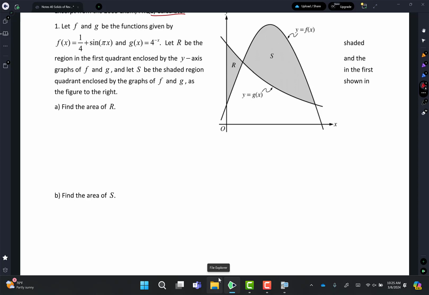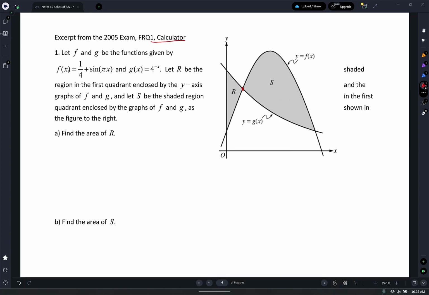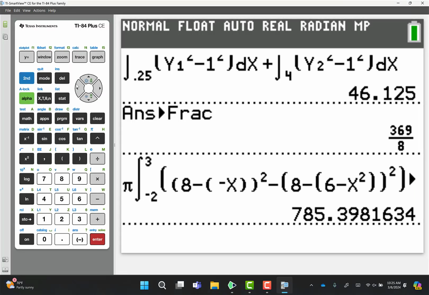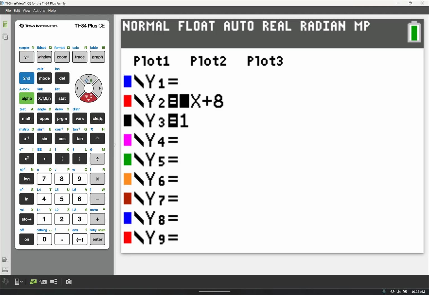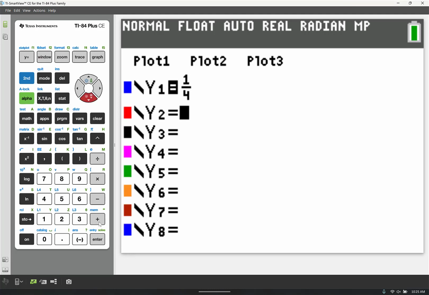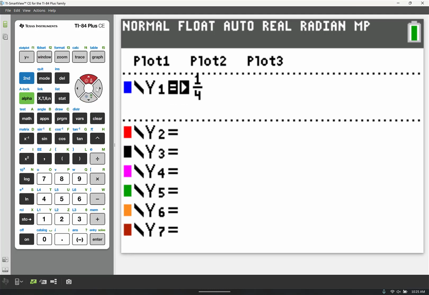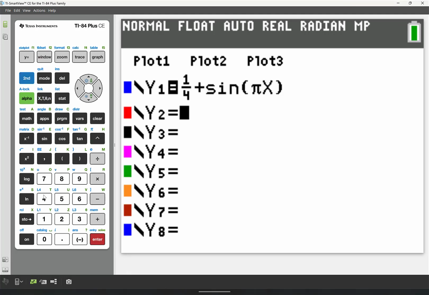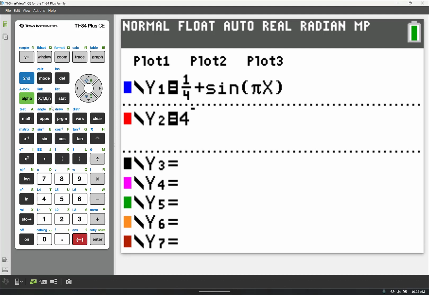I want to find this area. Before I can find that area, I have to find where those two functions intersect. So put the f in y1 and put the g in y2. Can you give me the equation again? It was 1/4 plus sine pi x. And what was the next one? 4 to the negative x.